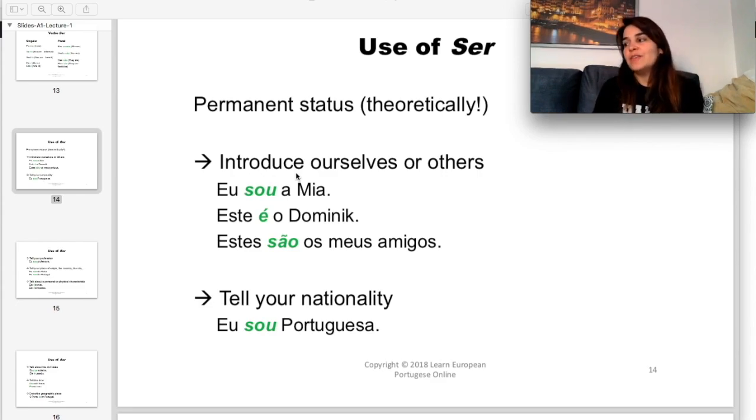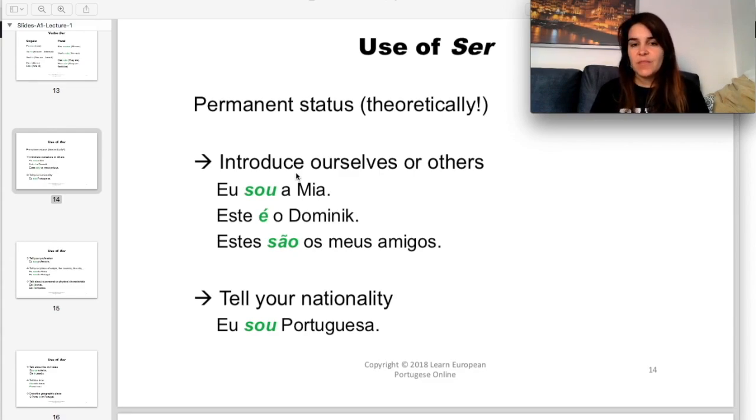But anyways, you know what I mean. So we use it for things that are unlikely to change. They might change, of course. Everything can change, I guess. But we use it for things that are unlikely to change, okay? More specifically, we use it to introduce ourselves or others. So I say eu sou a Mia. So I'm saying I am Mia, and it's unlikely that I'm going to start being someone else, so it's unlikely to change that I am Mia. So I just say eu sou a Mia, okay?